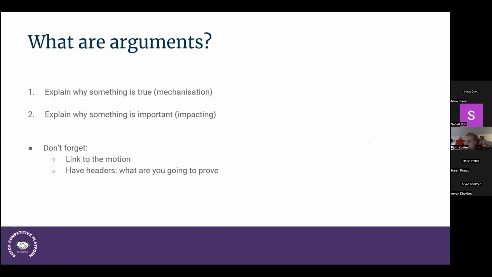So that is important. If you want to be really fancy, you can also do weighing. That's the moment that you're not just impacting, explaining why something is important. You're actually explaining why something is more important than something else. It's just like impacting, being a bit more comparative. That's how I would describe it. So yeah, these are basically what you need to do for arguments.